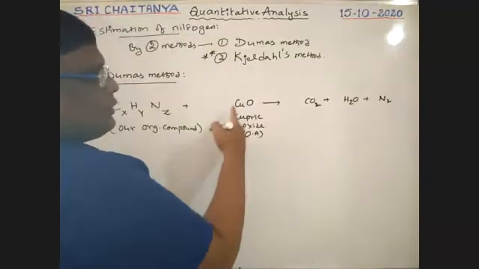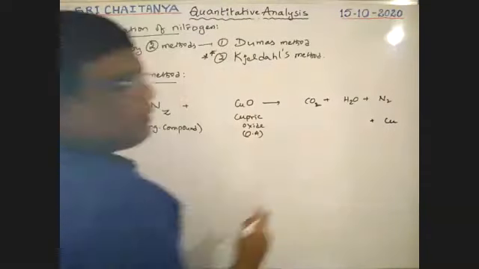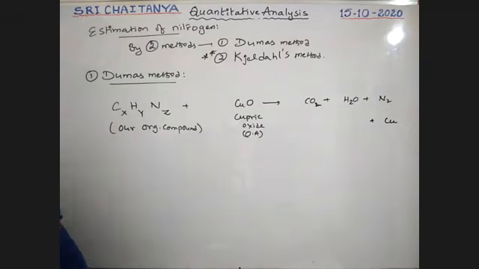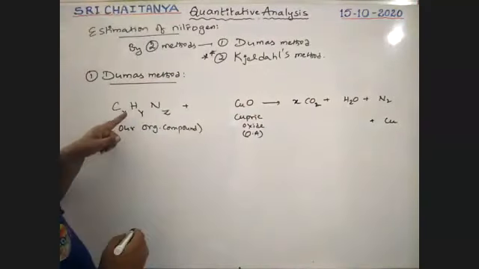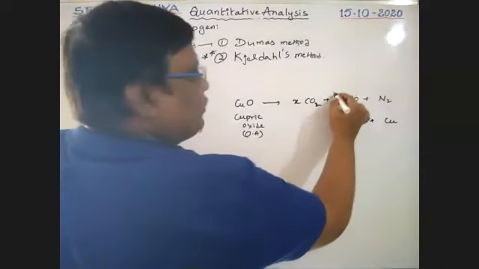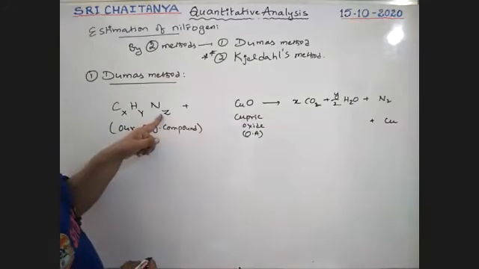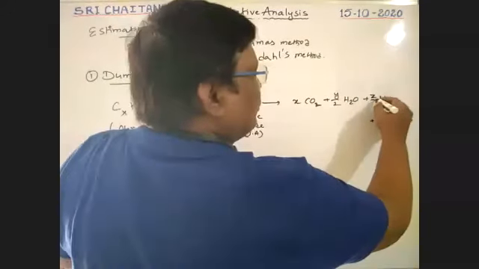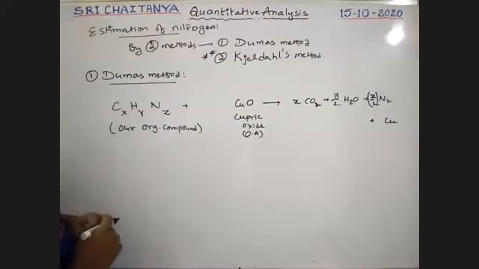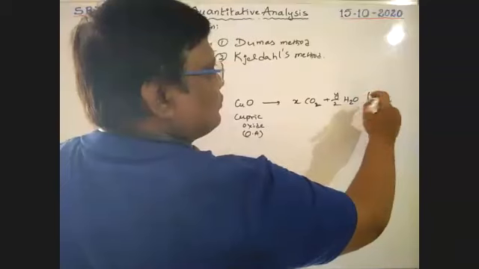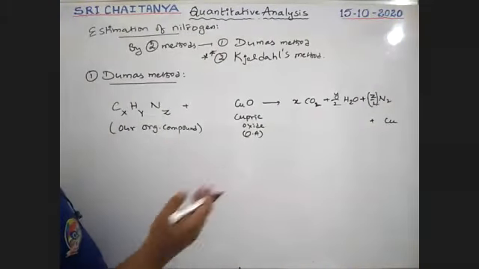N2 gas. This copper is as copper. Okay. So X carbon atoms are there, therefore X CO2 is formed. Y hydrogen atoms are there, therefore Y by 2 H2O is formed. Next, Z nitrogens are there, so Z by 2 nitrogens. Next, how much copper oxide is required?